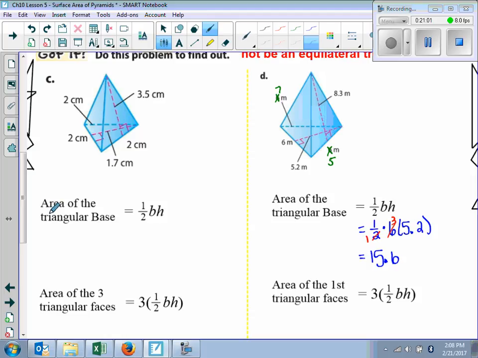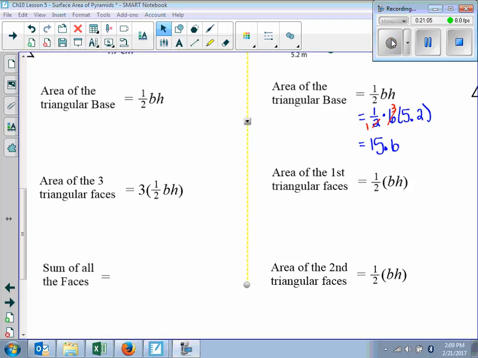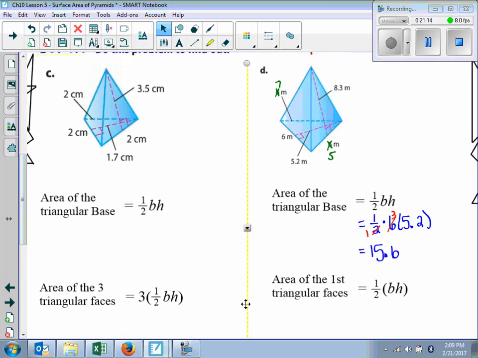So now we want to find the area of all 3 faces. So I'm going to have to move up and down here. So here, the area of the first triangular face, again, 1/2 base times height. So which one do we want to look at? Let's look at this one. Okay, so that one, what's the base? 5. What's the height? 8.3. And then we're going to multiply that times 1/2, right?